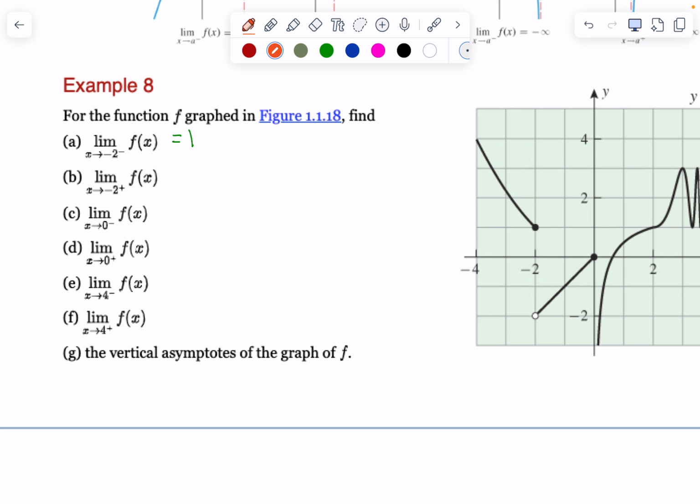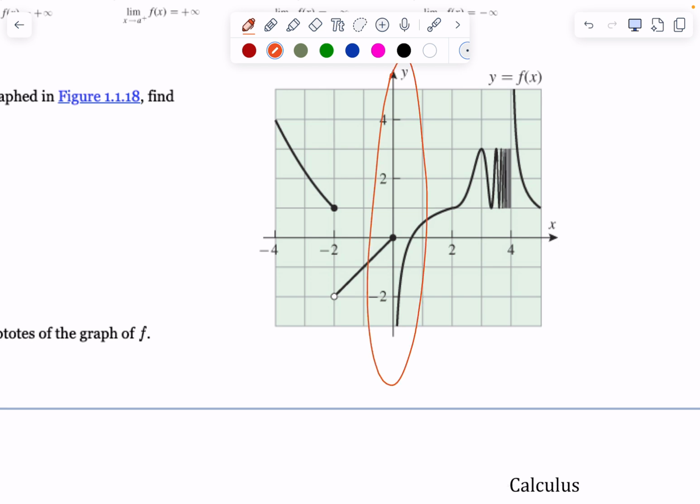I don't know what C is. 0 from the right. C is saying 0. Where does 0 live? Right here. It's approaching 0 from the right side. What's going on with the wave at the end? I don't think that really matters right now.